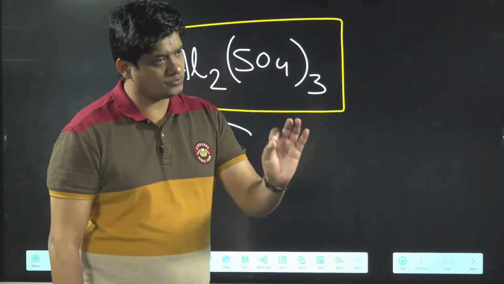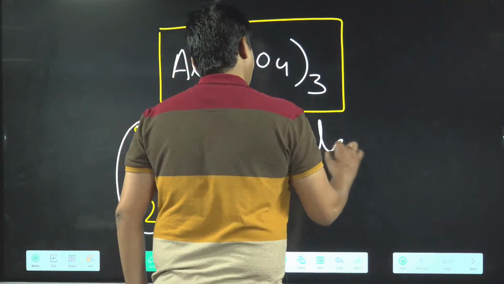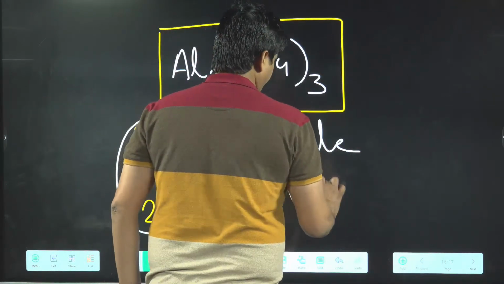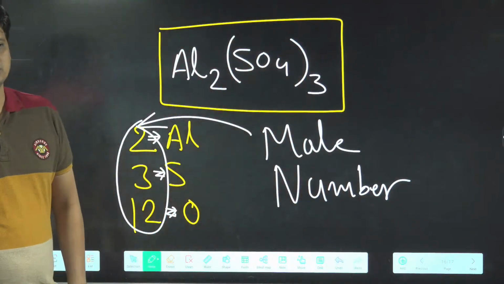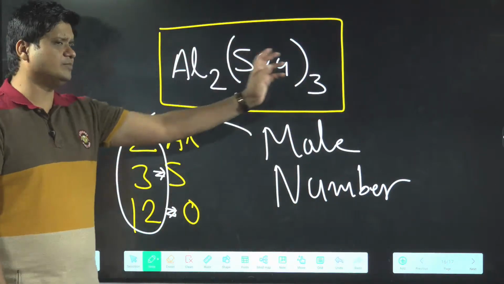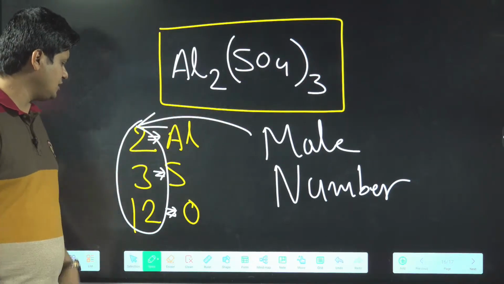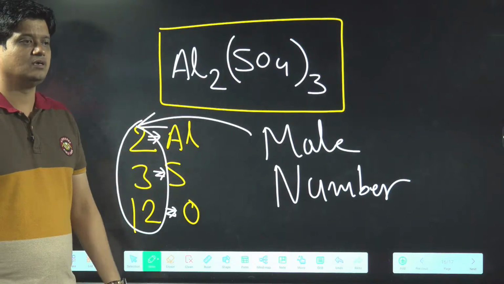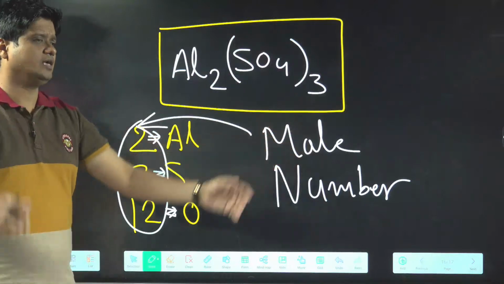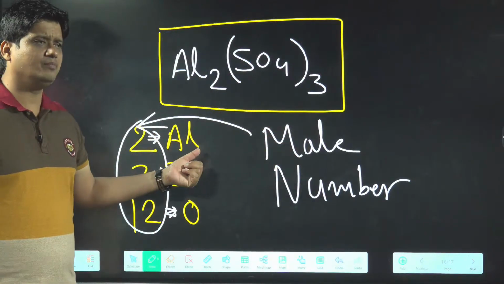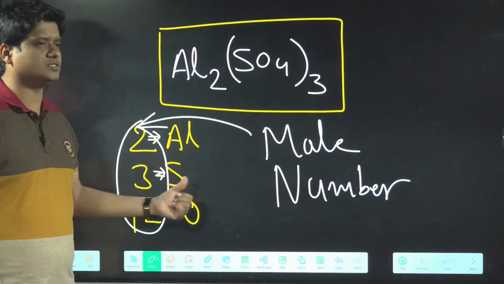for two things only, and they are mole and number. Whenever you solve a numerical, these two things can be directly used. Like I can say in aluminium sulfate, if 2 aluminium atoms are present, then 3 sulfur atoms and 12 oxygen atoms will be present. Or I can say in an aluminium sulfate sample, if 2 moles of aluminium are present, then 3 moles of sulfur and 12 moles of oxygen.